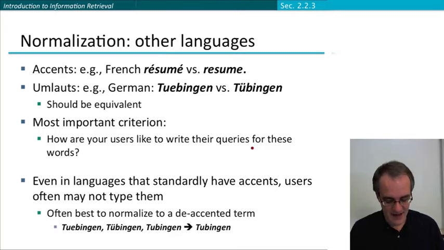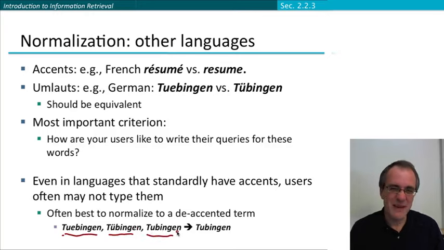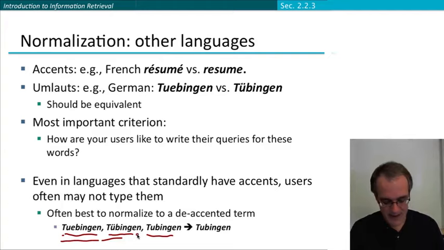And so, for example, like this Tübingen example, well, formally, both of these two are correct and equivalent, and this is a different word. But maybe users are going to enter that one anyway, when actually they're meaning one of these two things. So we may well actually want to normalize all three of these words so that all three of them just get indexed under this form.